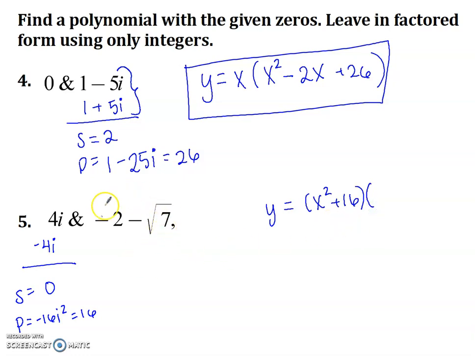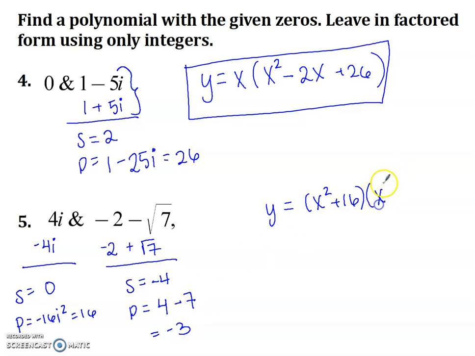Then for this one, I'm going to have -2 plus root 7 as well. To get the sum for these, that's going to add up to -4. These are going to cancel. The product is -2 times -2, 4, and negative root 7 times positive root 7, so that's going to give me a product of -3, making the second factor x squared minus a -4, so plus 4x, plus a -3, so minus 3.